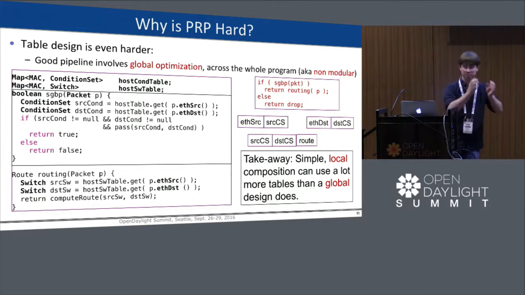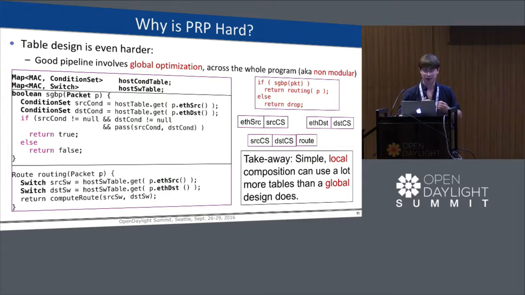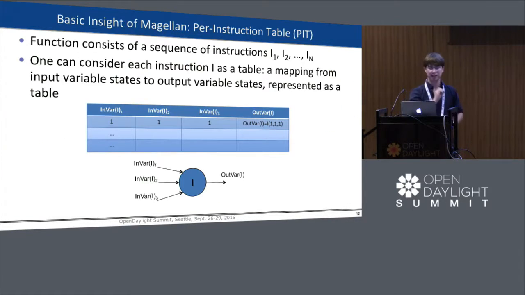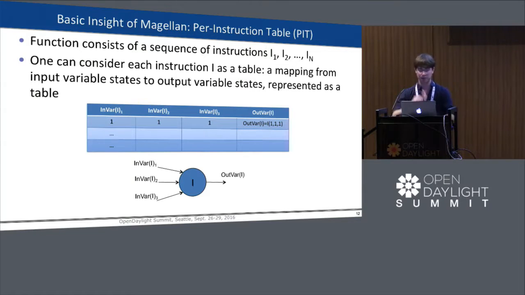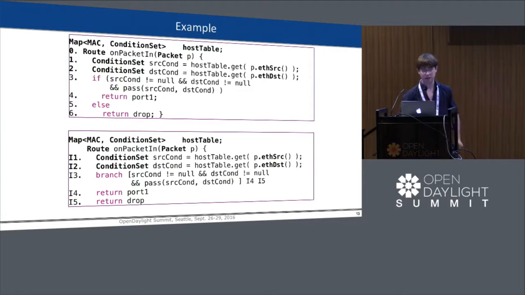Now that we've established what the problem is, and I hope we've established why it's hard, I'd like to talk about how Magellan attempts to circumvent and solve this problem. We have 2 basic insights. The first basic insight is that we can think of a function as consisting of a series of instructions. Each instruction is a table, a mapping from a series of input variable states to a series of output variable states.